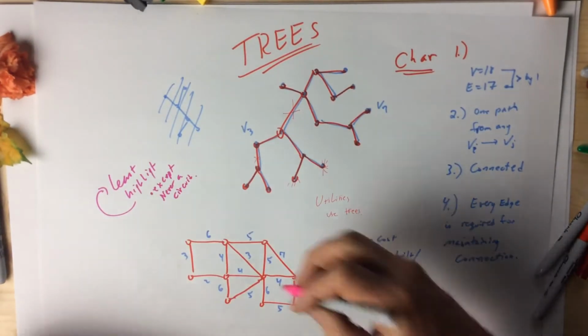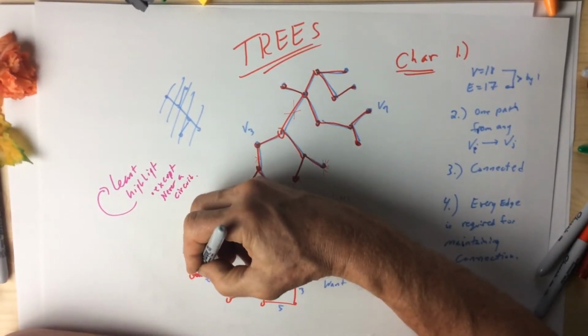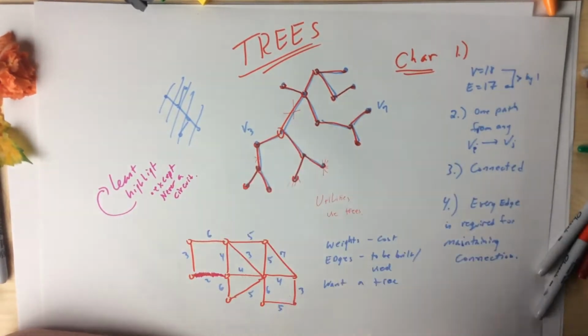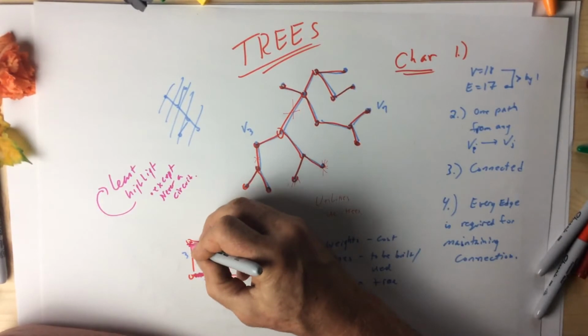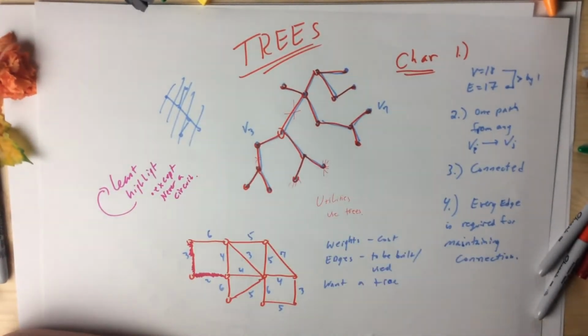So I'm going to do this one here. I'm going to pick the 2, highlight it. Now, there are several 3s. I'm going to highlight them. Make sure when I highlight them, I get no circuit.